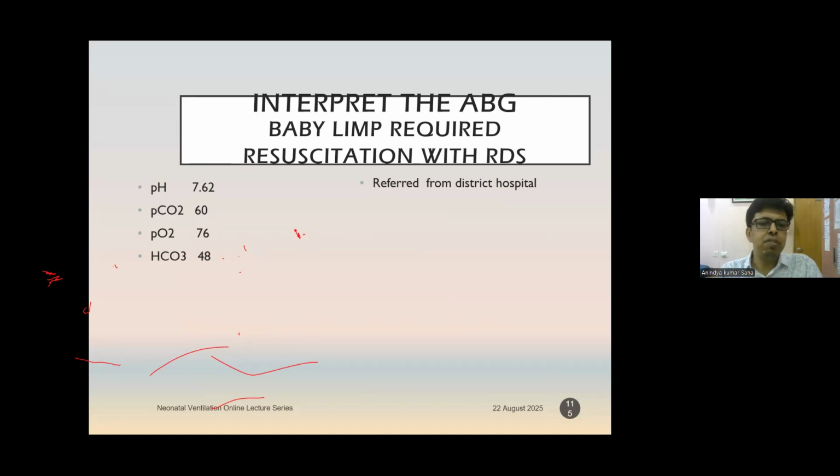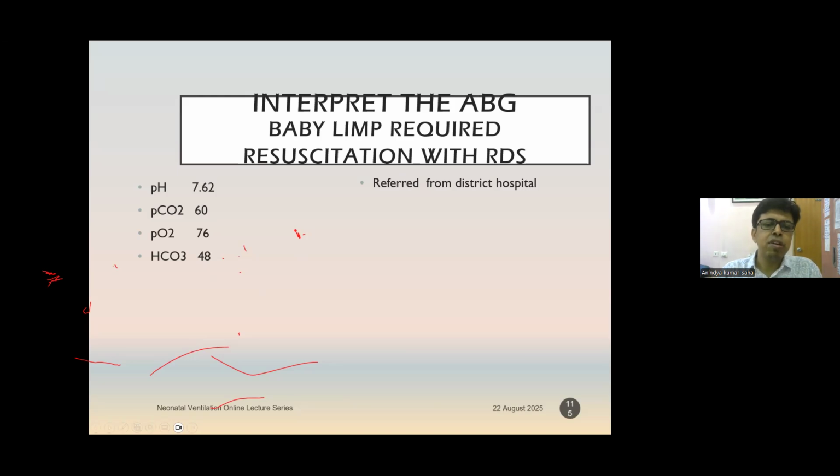So when the baby was referred to an NICU, the baby is showing pH of 7.62 with a PCO2 of 60. That obviously means the baby is having high PCO2 with a respiratory acidosis. So in a case of RDS without any support, in an extreme prematurity, baby may have this sort of initial blood gas parameter. But why is the bicarbonate so high?